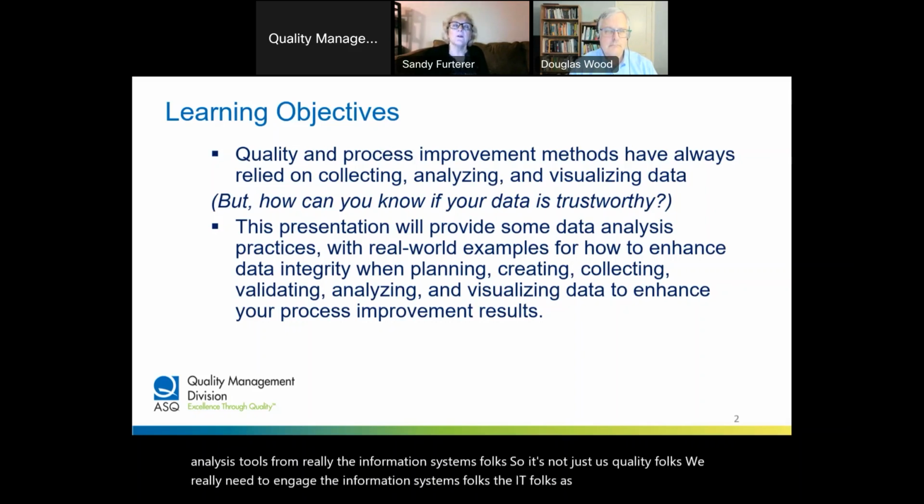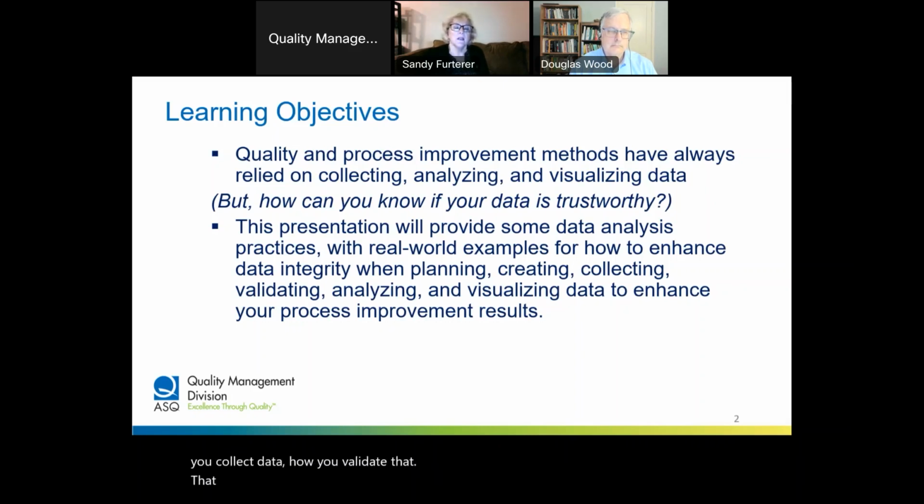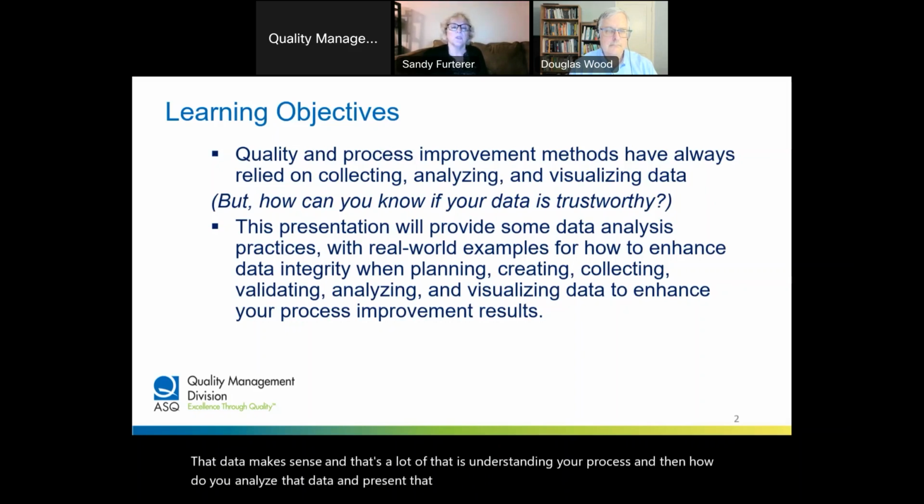And then also how you collect data, and how you validate that the data makes sense. A lot of that is understanding your process. And then how do you analyze that data and present that data? Visualization has become really huge. We're just going to scratch the surface, but our hope is that you can come up with some good questions about what else you want to learn in these areas.